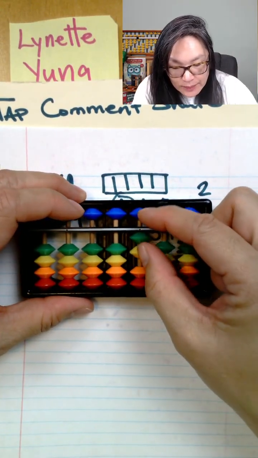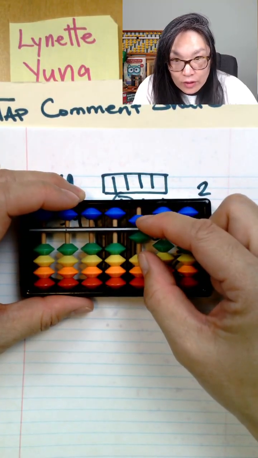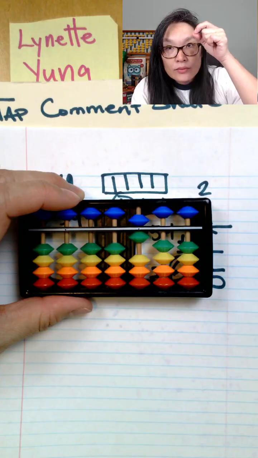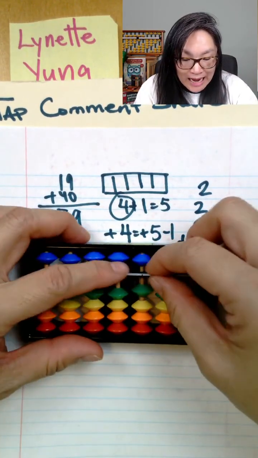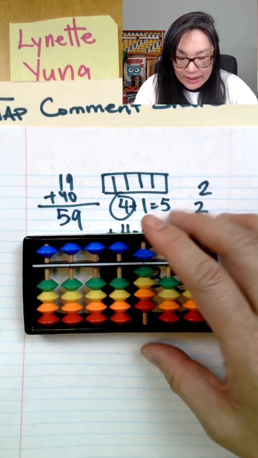So notice that there's this pattern. This is adding the 4. You're going to see more number patterns as you work with it. So even when we do 9, right? We do 9 plus 9.